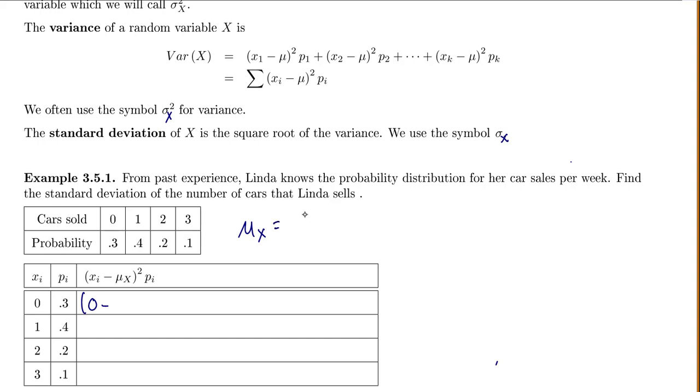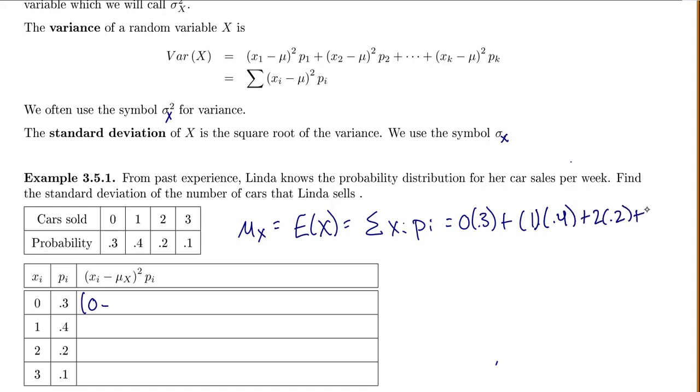So the mean of x, or if you prefer, expected value, if you remember, is the sum of each x value times each probability. So let's try that. So we'll have 0 times 0.3 plus 1 times 0.4 plus 2 times 0.2 plus 3 times 0.1, which is 1.1. So that's our expected value, or our mean. So we have 0 minus 1.1 squared times its probability of 0.3.